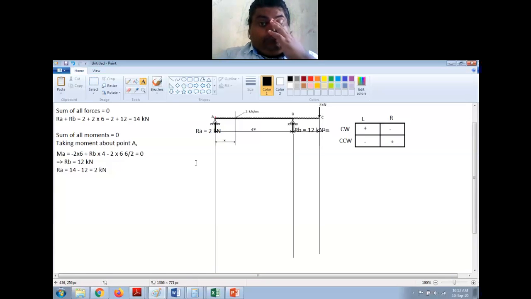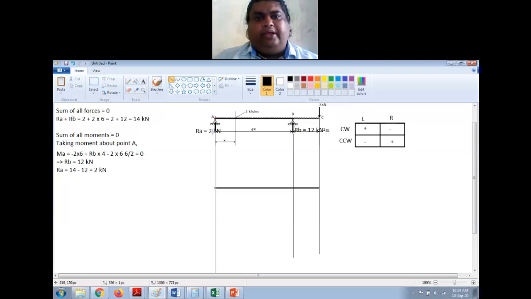Now to draw the shear force diagram, first I'll draw the zero shear force line, the line which is representing zero shear force, right? Now this line represents zero shear force. Above this line is positive, below this line is negative. Okay. Now start from point A, right? Always start from left side so that everything comes very smooth.